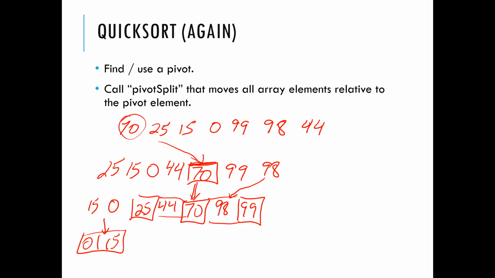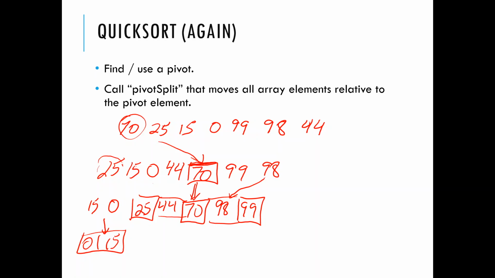Okay. Now that I've had this pivot point, I'm going to choose 25 as my next pivot point. I'm going to plop it down. I'm going to see, is 15 less than 25? Yes, it's going to go over here. 0, going to go over here. The 44 is going to go on this side. Okay. The 70 doesn't need to move.